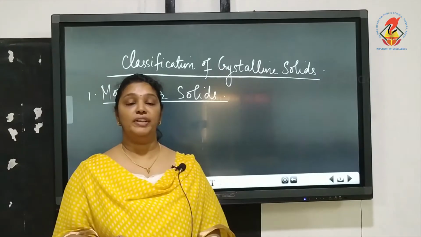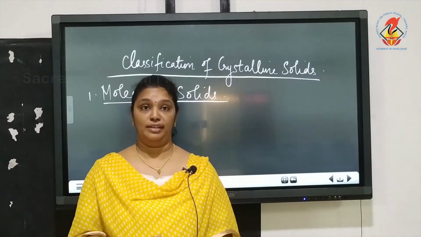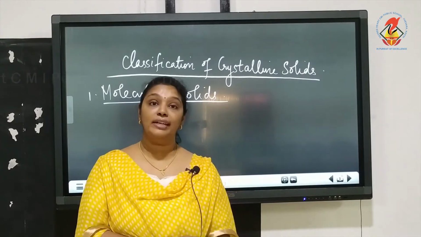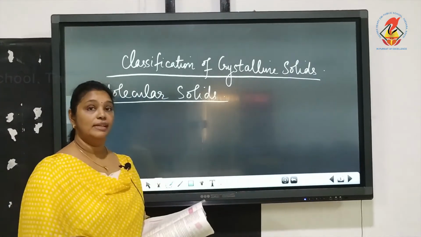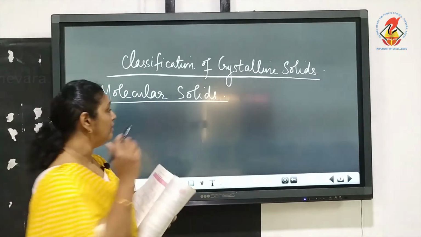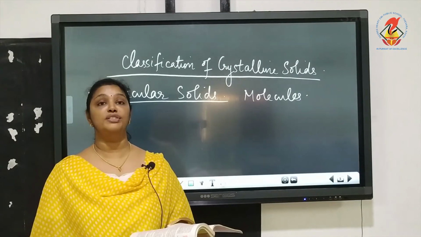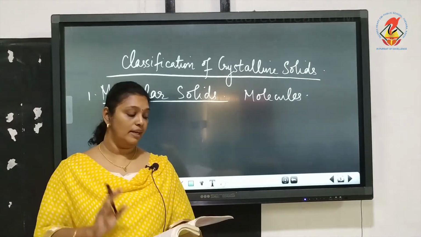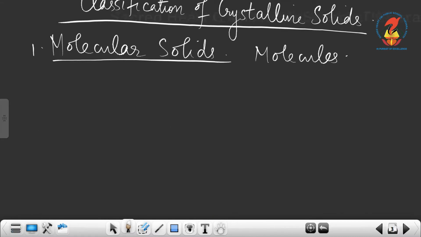Now, this classification of crystalline solids is based on the force of attraction present in the solid, or based on the attractive forces present in the solid. And in molecular solids, the constituent particles are molecules. So molecules are the constituent particles in molecular solids. Now, molecular solids are again classified into 3 types.